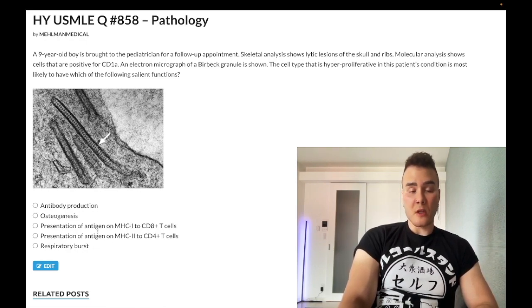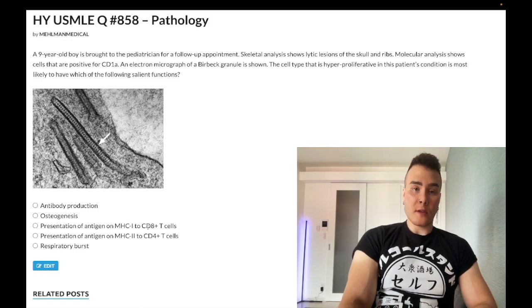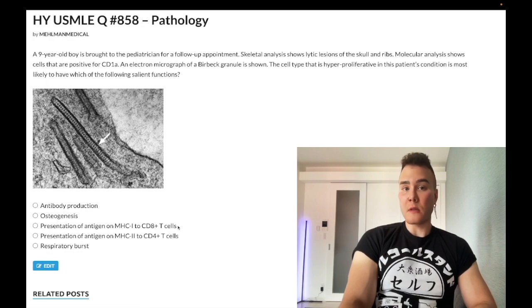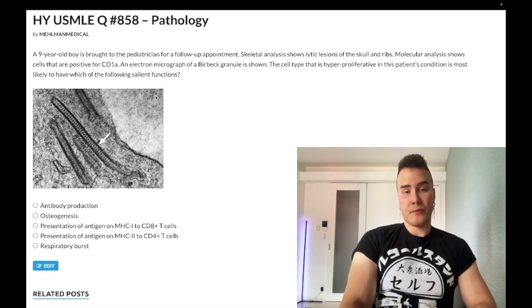Choice C, presentation of antigen on MHC1 to CD8 plus T cells, wrong answer. Some students are going to get pedantic and say, but wait, Michael, all nucleated cells in the body, including Langerhans cells, do have the capacity to present antigen on MHC1 to CD8 plus T cells, i.e. viruses. So the virus invades a Langerhans cell, for instance. Sure, yes, the Langerhans cell is capable, like any other nucleated cell in the body, of presenting antigen on MHC1 to CD8 plus T cells. Okay, fine. But I wrote salient here, the salient function. Forest for the trees. What do Langerhans cells actually do?